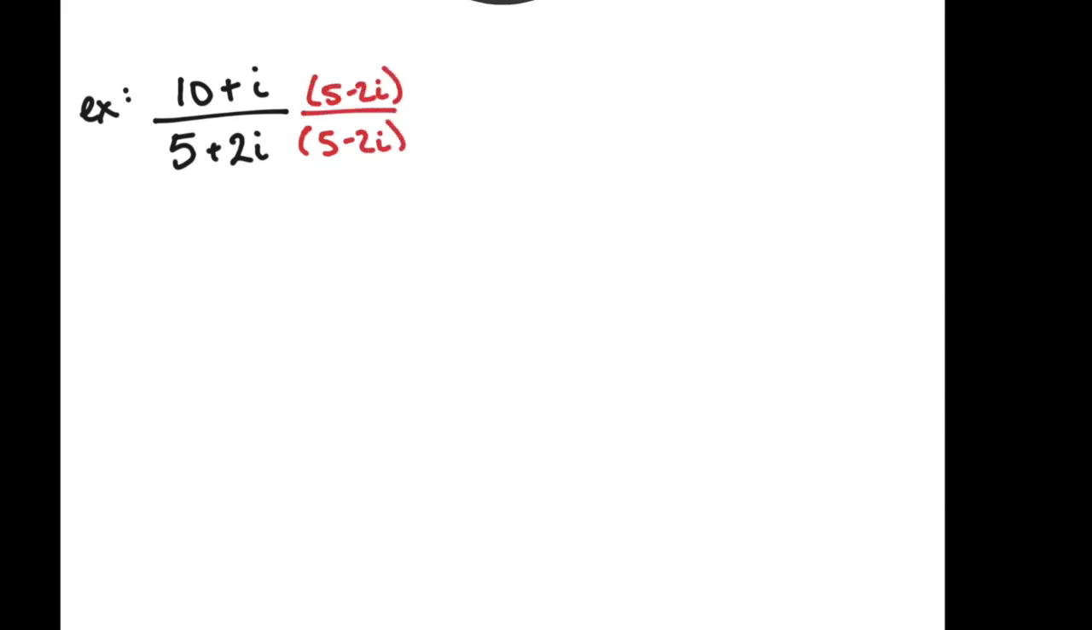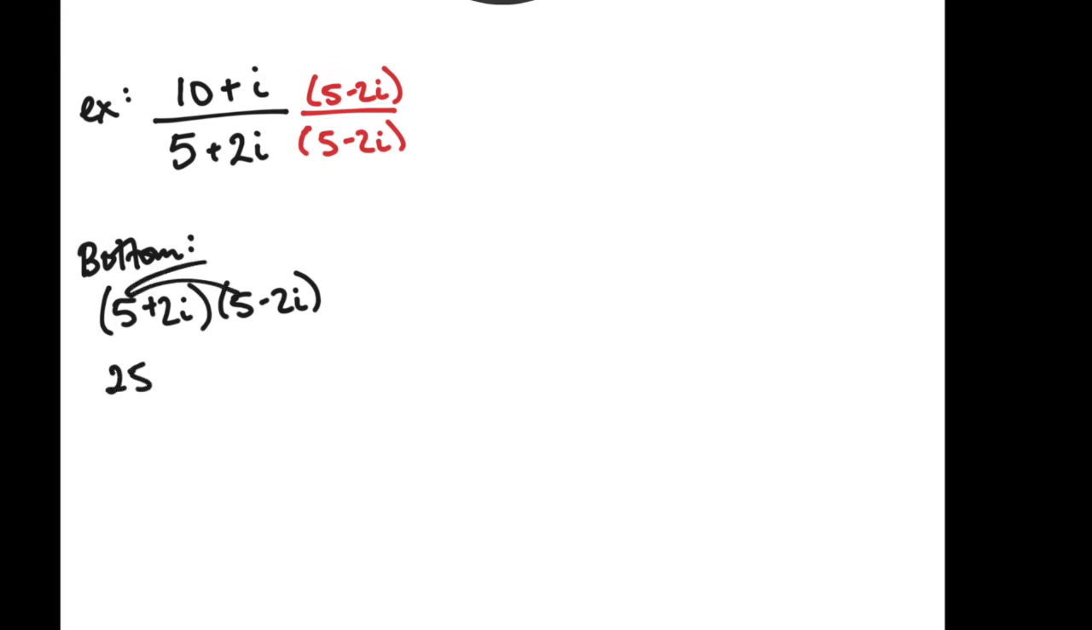Let's try one more. Let's have 10 plus i over 5 plus 2i. Hopefully when you do this more often, you will see a shortcut for the bottom. The conjugate pair that we're going to multiply is going to be 5 minus 2i. If I do that to the bottom, I do that to the top. So for the bottom, I have 5 plus 2i times 5 minus 2i.